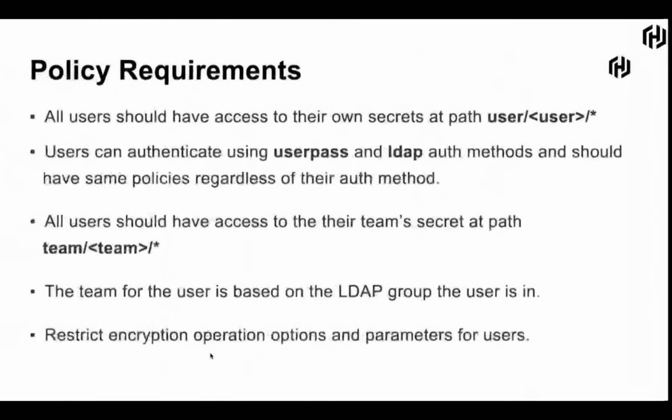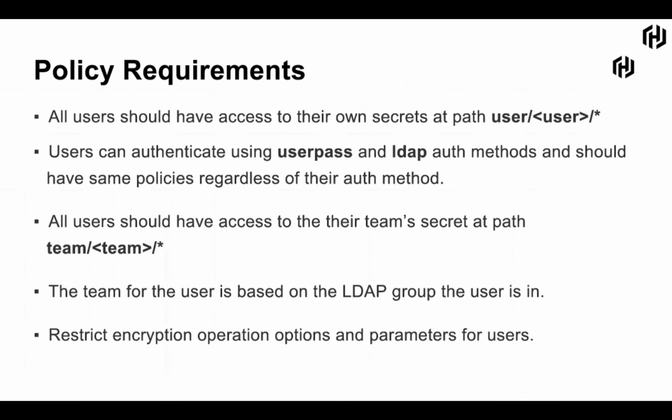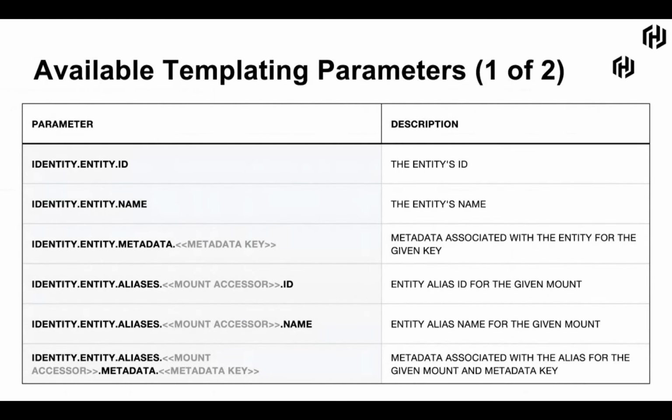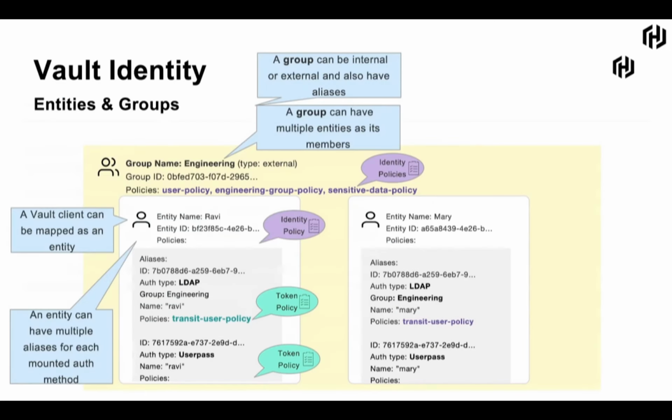Let's go back and see what we have learned today. We have learned about templating of the parameters from the identity management system of Vault. We have seen that Vault has an identity management system with entities and groups. In this example, the group name was engineering and there were two entities, Ravi and Mary. Each one of them can have aliases, and it is possible to attach token at various levels in the hierarchy. We can have token policies at the auth method itself, or we can have identity policy at the entity level or identity policy at the group level.